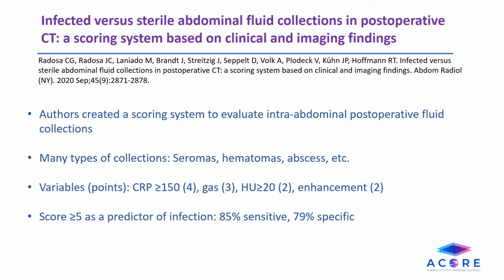The scoring system looked at serum CRP levels, gas within the lesion, and attenuation on CT, as well as contrast enhancement. A score of greater than or equal to 5 was found to be 85% sensitive and 79% specific for predicting infection in these fluid collections. The authors state that using such a scoring system may allow for improved patient management.